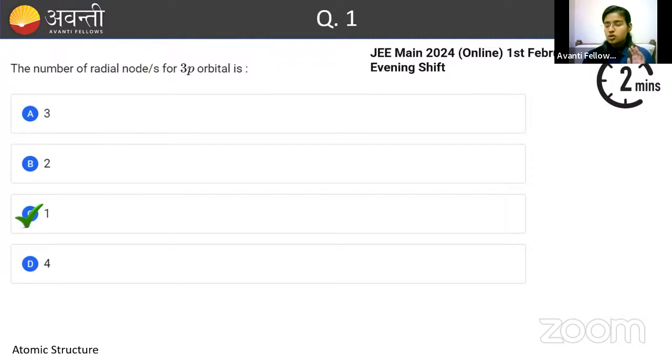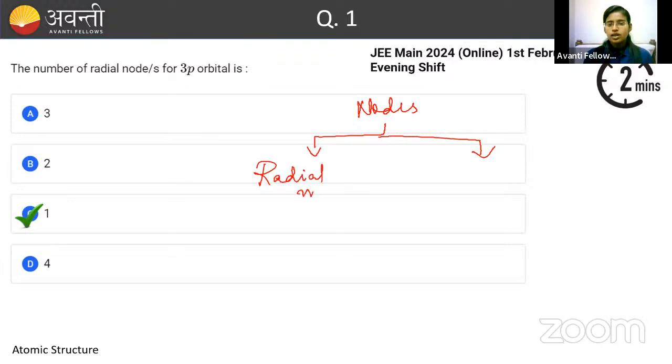Got it? In that we have two divisions. Nodes are classified into two; otherwise, I can say we have two different types of nodes. One is called radial nodes and the other one is called angular nodes.